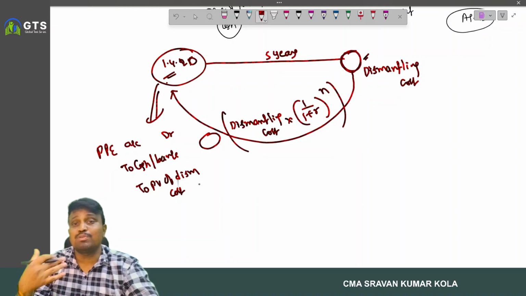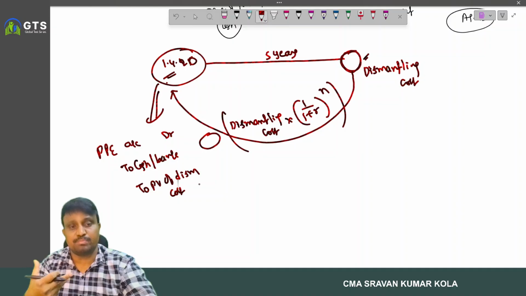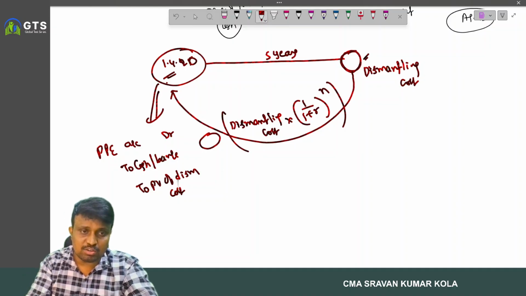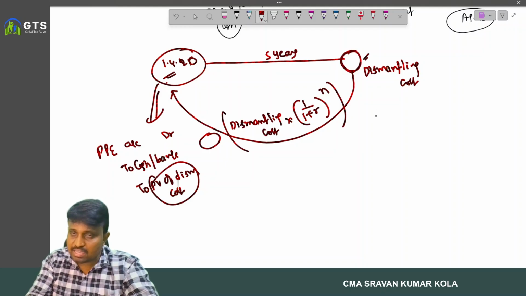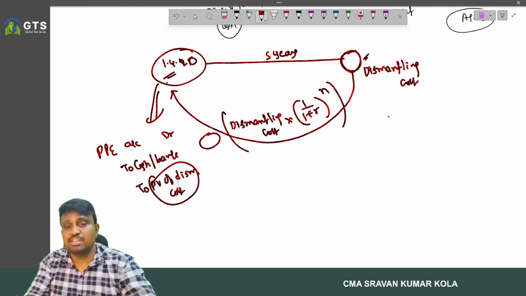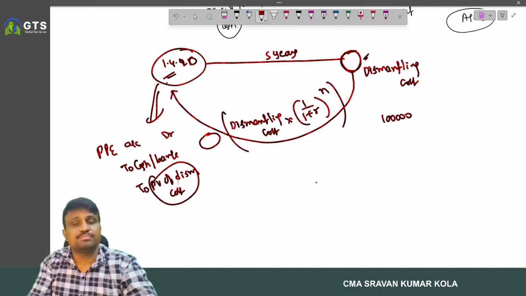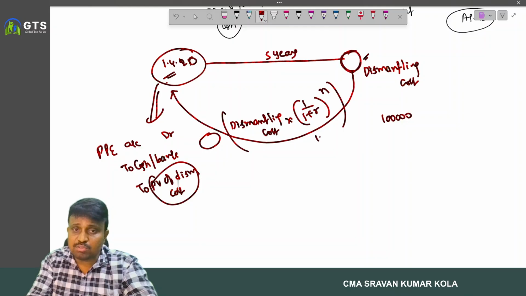So we treat it as a provision. We need to create a provision at present. Provision for dismantling cost to be considered. Say, for example, dismantling cost at the end of the fifth year is 1 lakh, and r is equal to 10%. Then what is the present value of dismantling cost?